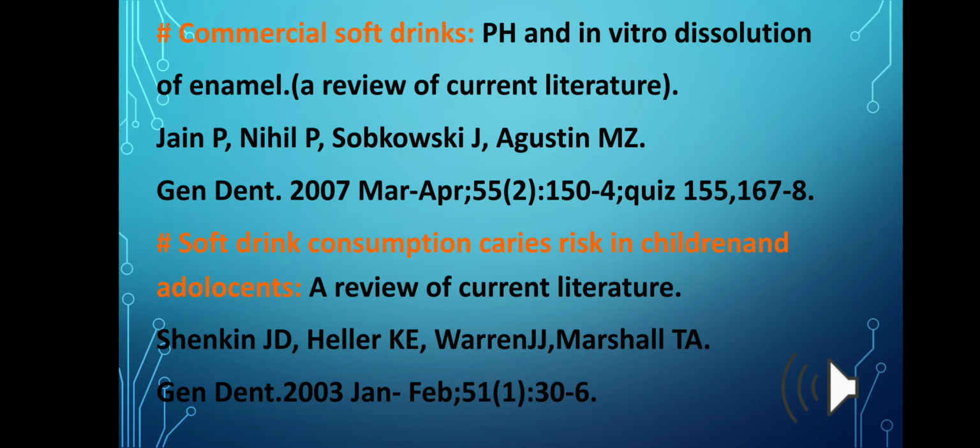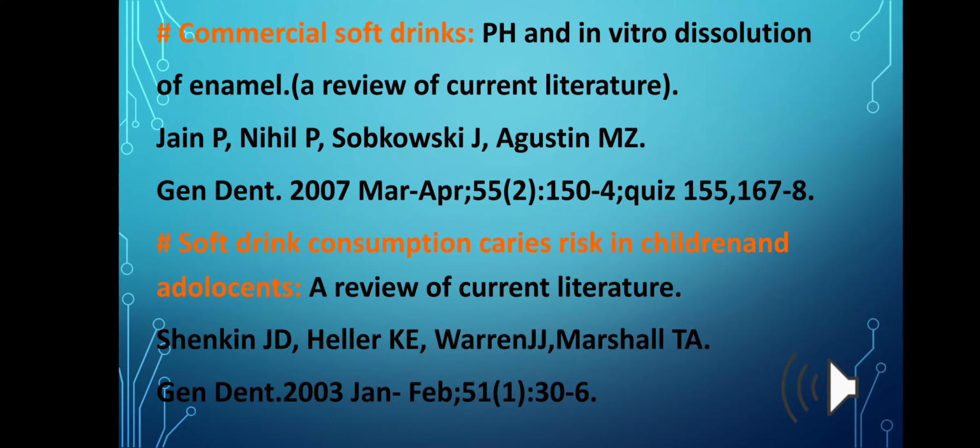Another article about soft drinks is "Commercial soft drinks pH and in vitro dissolution of enamel." The abstract: most soft drinks are acidic in nature and exposure to these drinks may result in enamel erosion. This study sought to measure the pH of 20 commercial brands of soft drinks, the dissolution of enamel resulting from immersion in these drinks, and the influence of pH on enamel loss.